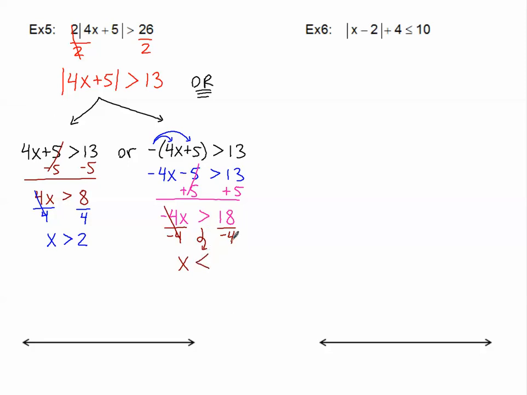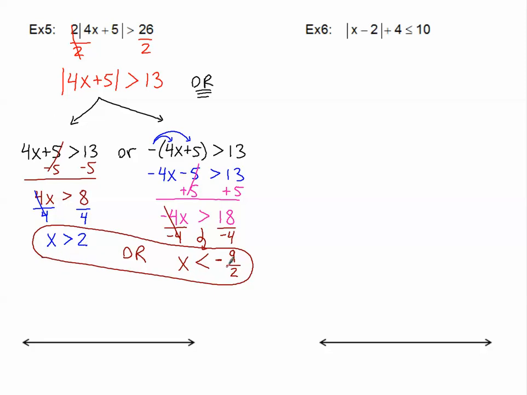And 18 fourths, it's a negative, I know. 18 fourths reduces to 9 halves. You could put 4.5, I guess, if you would like, but understand that this is a negative. And I'll put my or in the middle, and here are my answers. Go ahead and circle that, and let's graph.